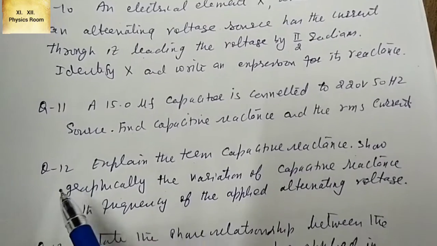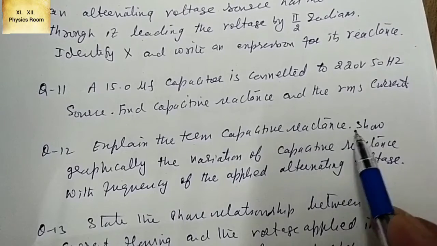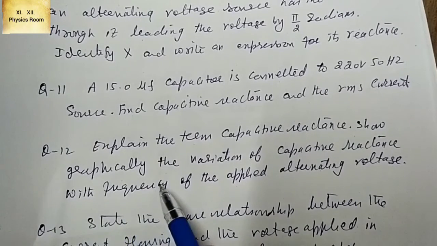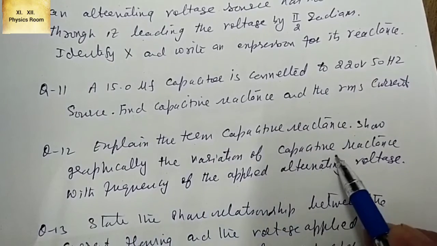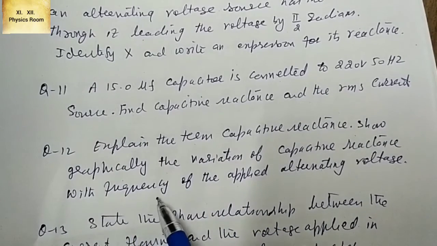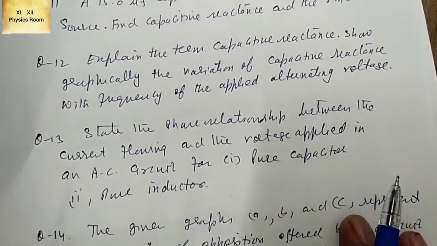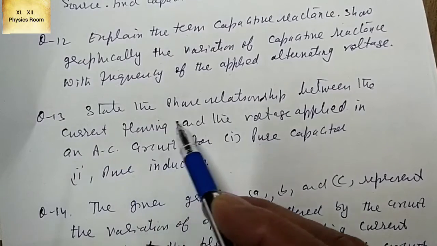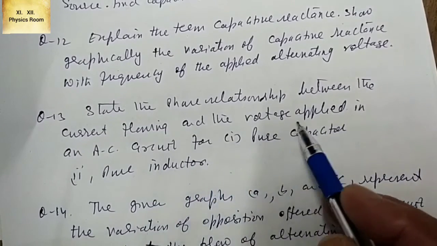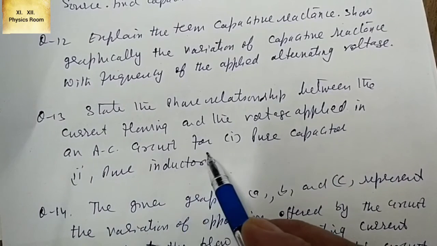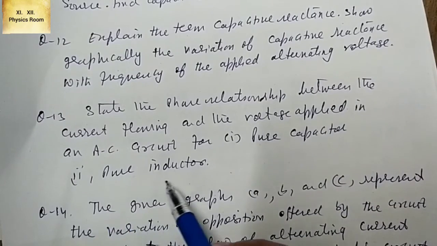Question number 12. Explain the term capacitive reactance. Show graphically the variation of capacitive reactance with frequency of the applied alternating voltage. Question number 13. State the phase relationship between the current flowing and the voltage applied in an AC circuit for number 1, pure capacitor, number 2, pure inductor.